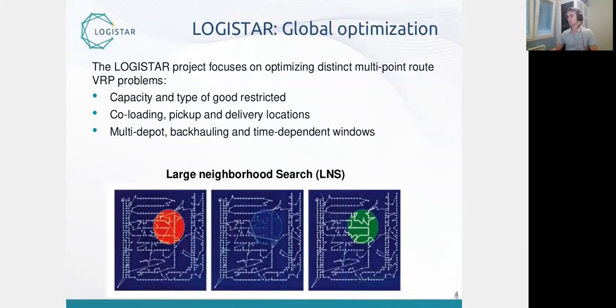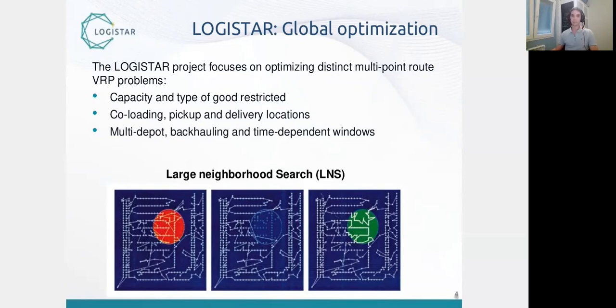We can say that LOGISTAR focuses on optimizing multi-point vehicle routing problems, taking into account distinct restrictions or characteristics, such as capacity of vehicles, spatial restrictions for goods, co-loading, pickup and delivery locations, or multi-depot locations for backhauling and time-dependent windows.